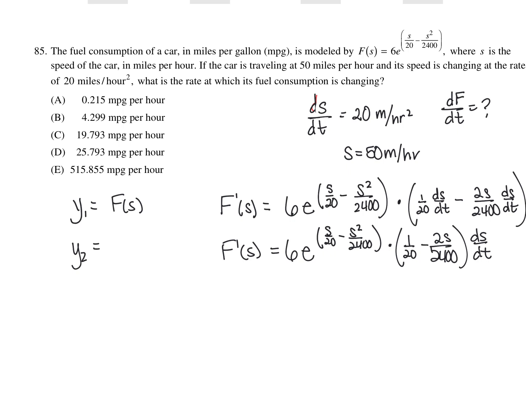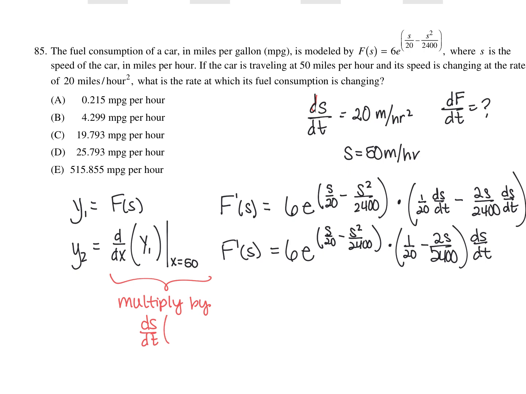In y2, I would take the derivative with respect to x of that equation of y1, evaluated when x is s, so s is 50. Once you get this answer, you would multiply by ds/dt, which would be 20. That makes sense, miles per hour squared. So if we were to do it by hand, that's what I would do.